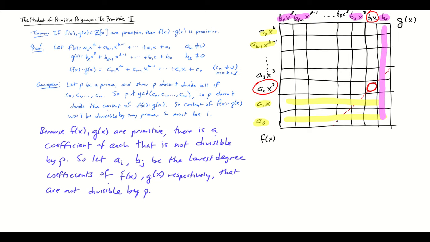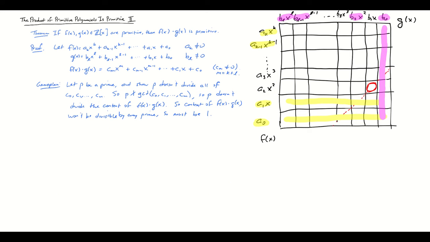All right, so we've got a sub i and b sub j. So what we're going to do now is we're going to let n equal i plus j, and I claim that c sub n is not divisible by p. Okay, now where am I getting that idea?